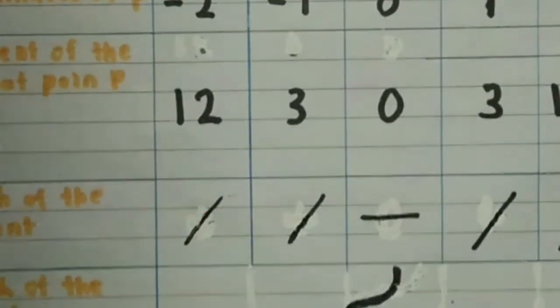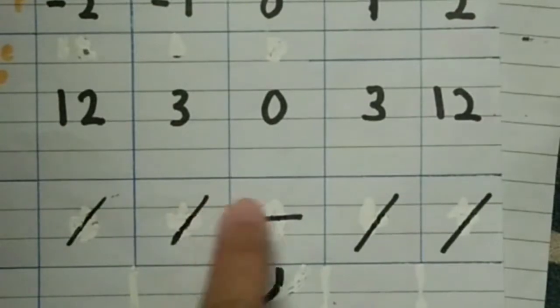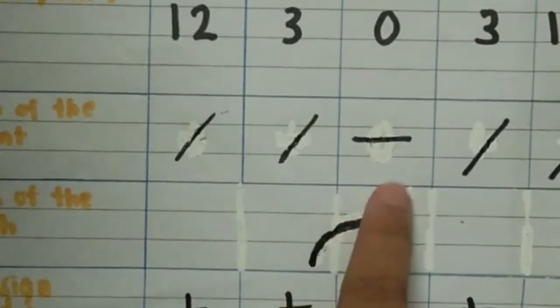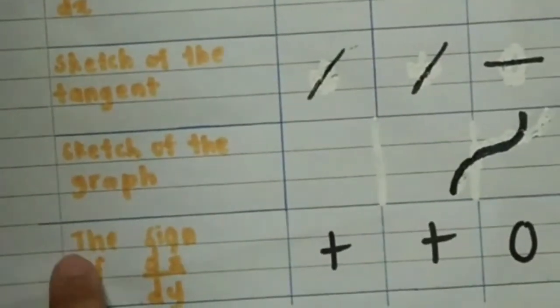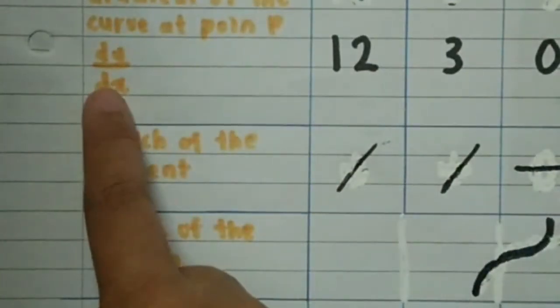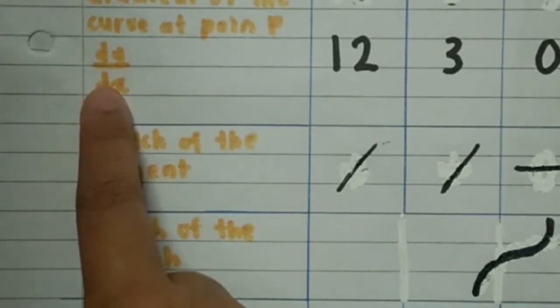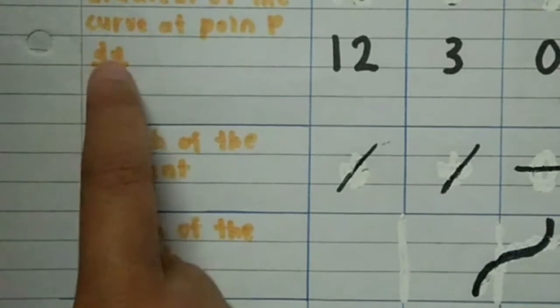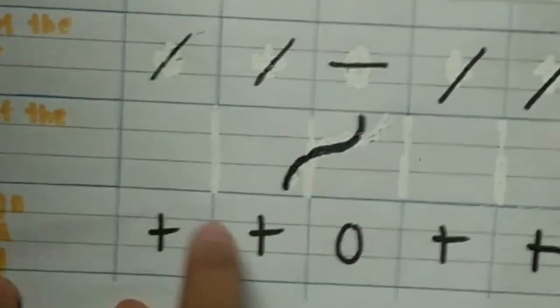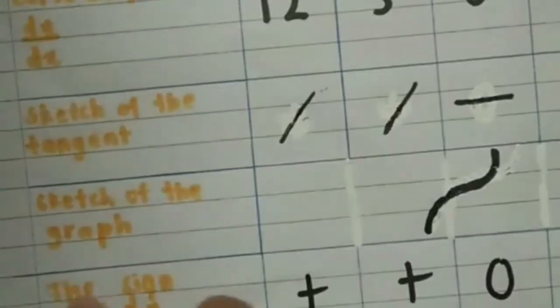And the sketch of the tangent will be like this. Okay, not in the graph, but in tangent. The sketch of the graph will be like an S, but not exactly like an S. And the signs of the gradient at each point P, using dy over dx, are plus, 0, plus and plus. Okay, that's all.